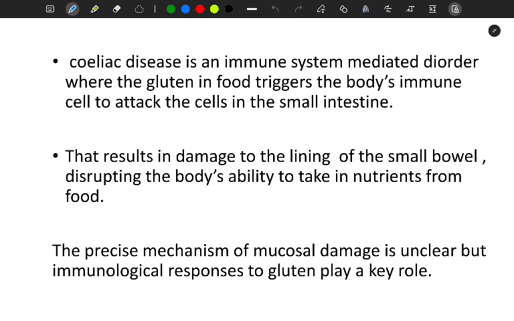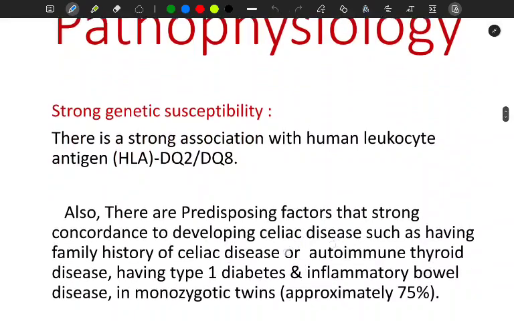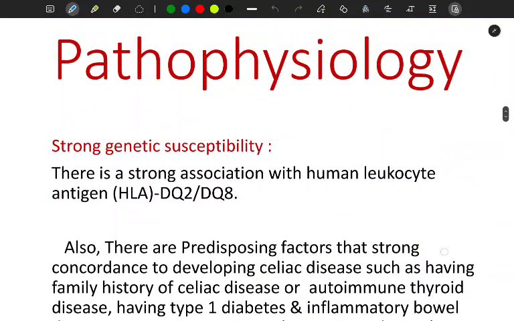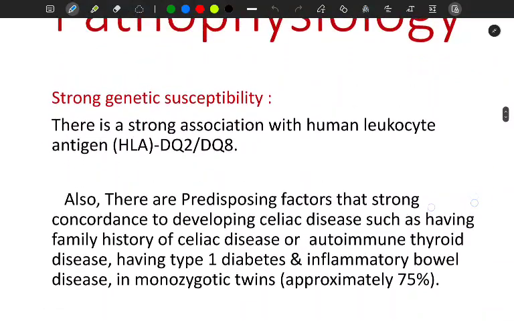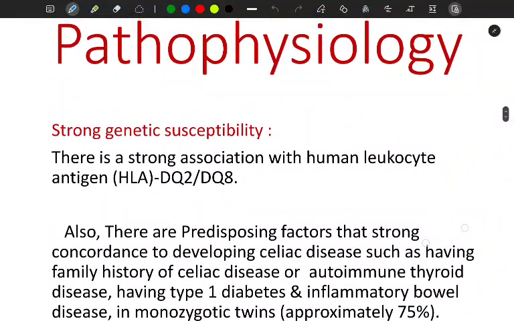Next, please. Strong susceptibility, as we said: HLA-DQ2 and DQ8. In more than 95% of cases there will be an association with them. It is an environmental factor plus genetic susceptibility, so we have to have the genetic susceptibility.